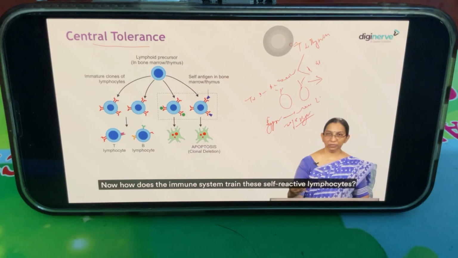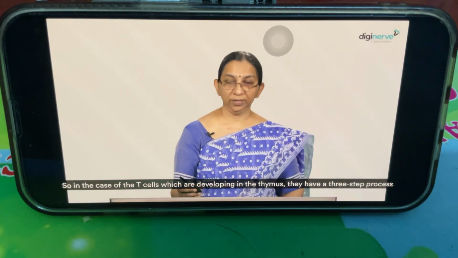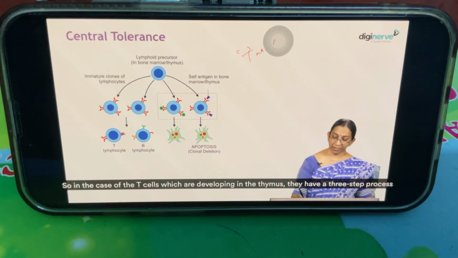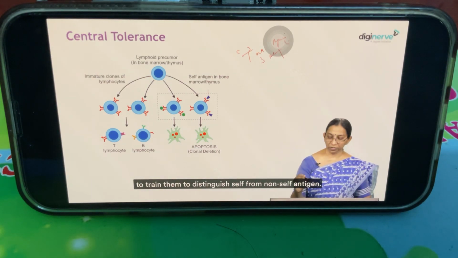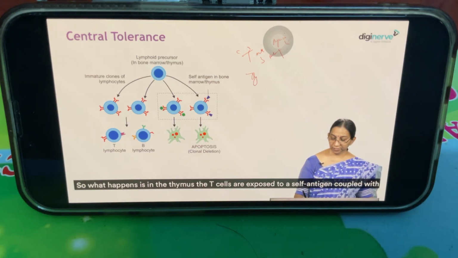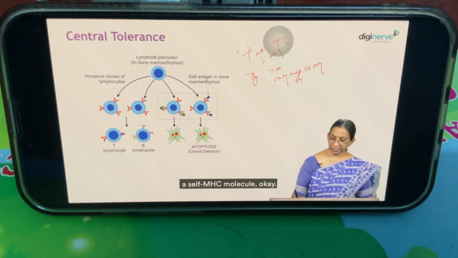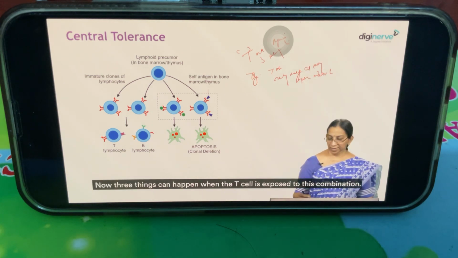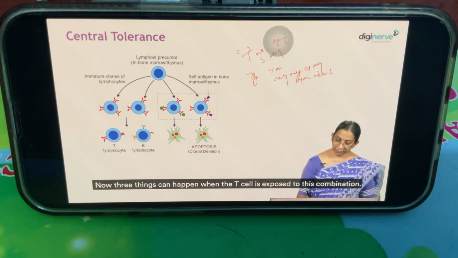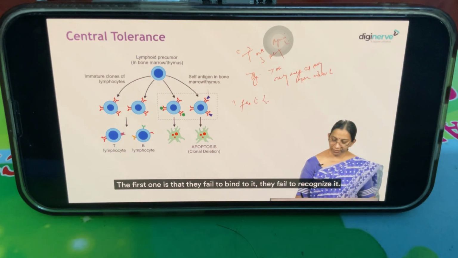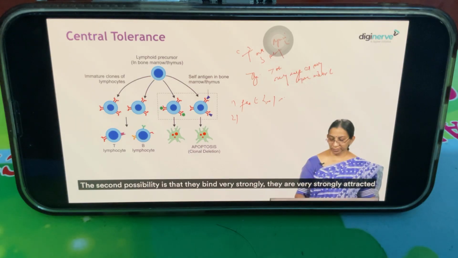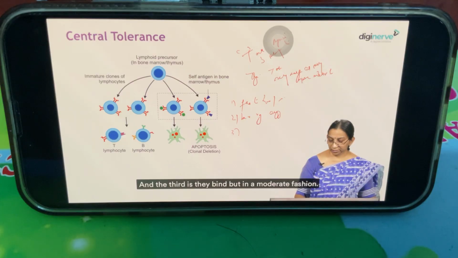Now, how does the immune system train these self-reactive lymphocytes? In the case of the T cells which are developing in the thymus, they have a 3-step process to train them to distinguish self from non-self antigen. So what happens is, in the thymus, the T cells are exposed to a self-antigen coupled with a self-MHC molecule. Okay. Now, 3 things can happen when the T cell is exposed to this combination. The first one is that they fail to bind to it. They fail to recognize it. The second possibility is that they bind very strongly. They're very strongly attracted to it. Okay? And the third is they bind, but in a moderate fashion.